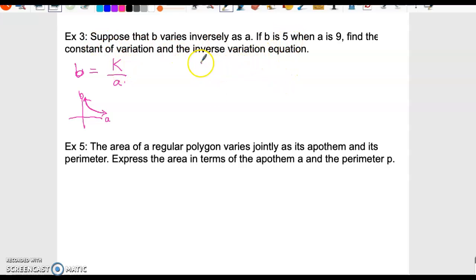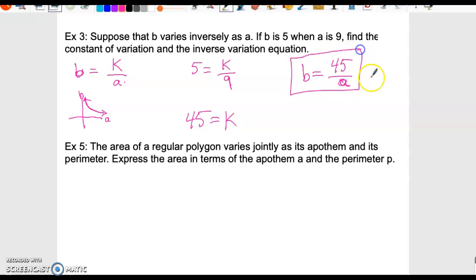So with that, we would set the problem up as 5 equals k over 9. So you'd multiply the 9 over. My a's and 9's look the same. I'm sorry, this is a 9, this is an a. Try to put more of a loop on there. Anyway, multiply the 9 over, and the constant of variation would be 45. So then the equation would be b equals 45 over a. And that's the equation that I'm looking for. That's an a, because I loop my a a little bit more. Sorry about that. Anyway, let's move on to the next one.